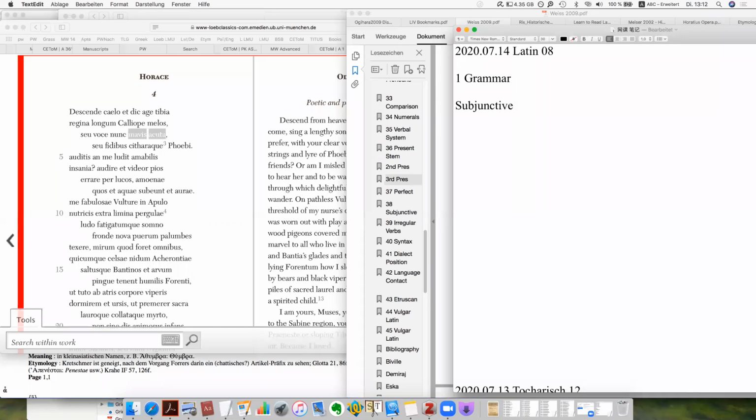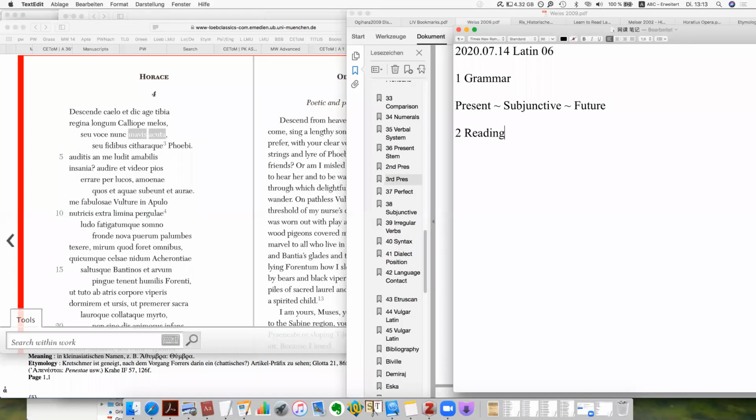And actually before the subjunctive, I still want to talk about the present, because actually the present and the subjunctive are closely related. And also related with the subjunctive is actually the future, but I will see if we can talk about the future this time.